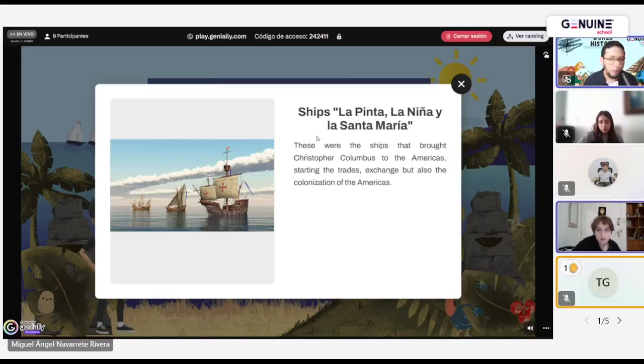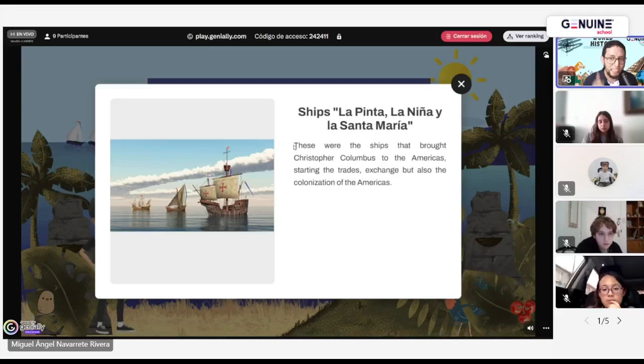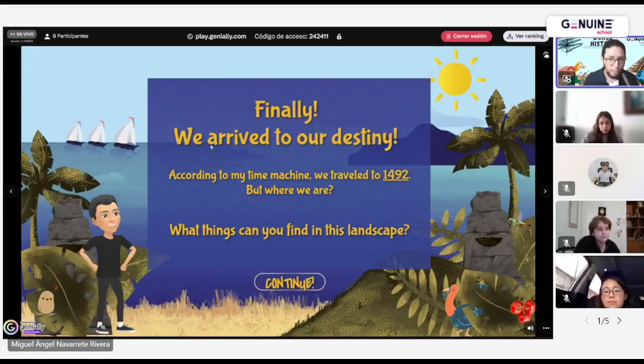So it says these were the ships that brought Christopher Columbus to the Americas, starting the trades and exchange, but also the colonization of the Americas. So cool. We already know that we are in the conquest of the Americas, but what other hidden information did you find? Try to search. Raise your hand if you find something, guys, okay?